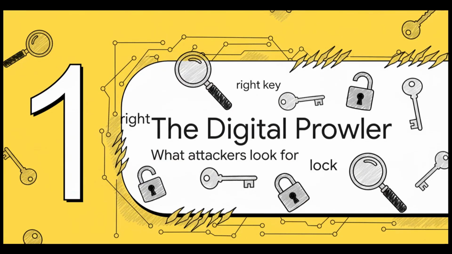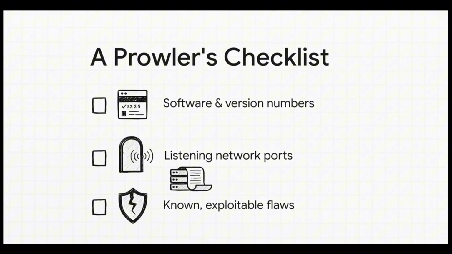Okay, so what exactly are these digital prowlers looking for? It's not just about finding any old open door. No, it's way smarter than that. It's all about gathering intelligence so they can find the perfect key for a very specific lock. This is kind of like their basic checklist. They're not digging for your secrets just yet.